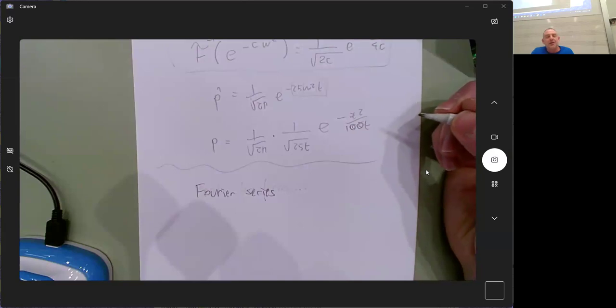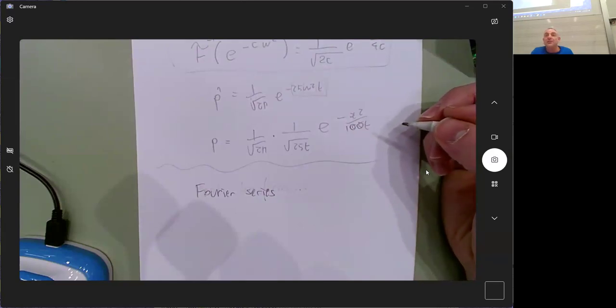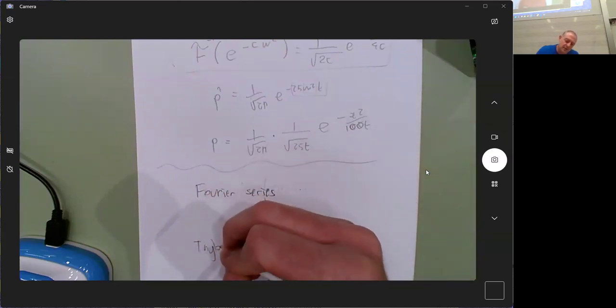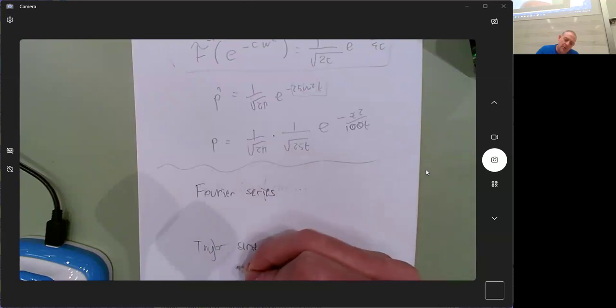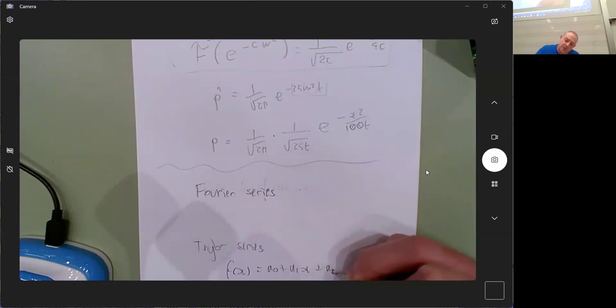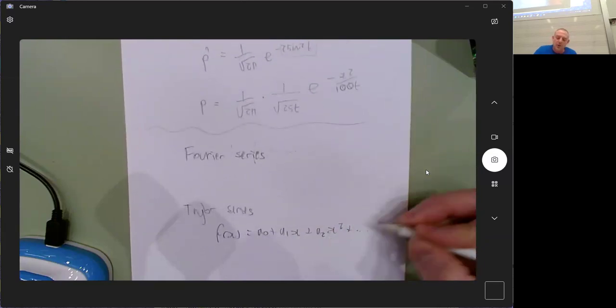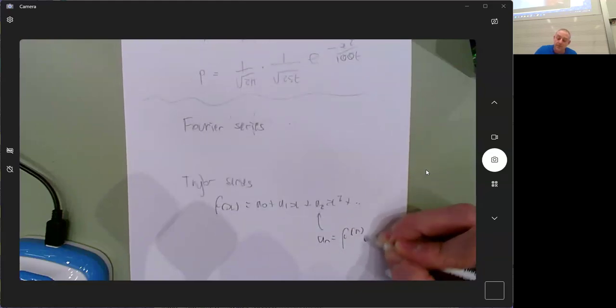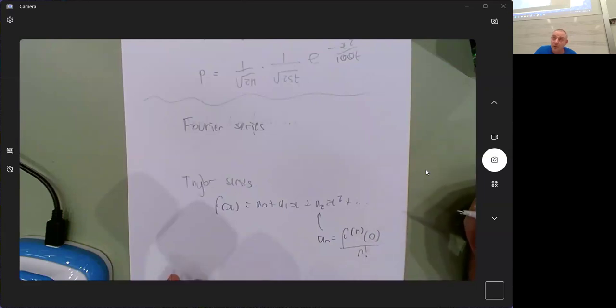A Fourier series is a way of writing your function as a sum of sines and coses, as opposed to a Taylor series, which writes it as combinations of one, x, x squared, x cubed, x whatever. So for a Taylor series, f of x is something plus something x plus something x squared, and so on. You figure out what these terms are by doing derivatives. That's how a Taylor series works.